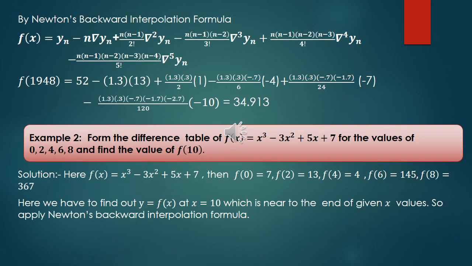By Newton's backward interpolation formula, f of x equals yn plus n into del yn plus n into n plus 1 by 2 factorial del square yn plus n into n plus 1 into n plus 2 by 3 factorial del raised to 3 yn plus n into n plus 1 into n plus 2 into n plus 3 by 4 factorial del raised to 4 yn plus n into n plus 1 into n plus 2 into n plus 3 into n plus 4 by 5 factorial del raised to 5 yn.